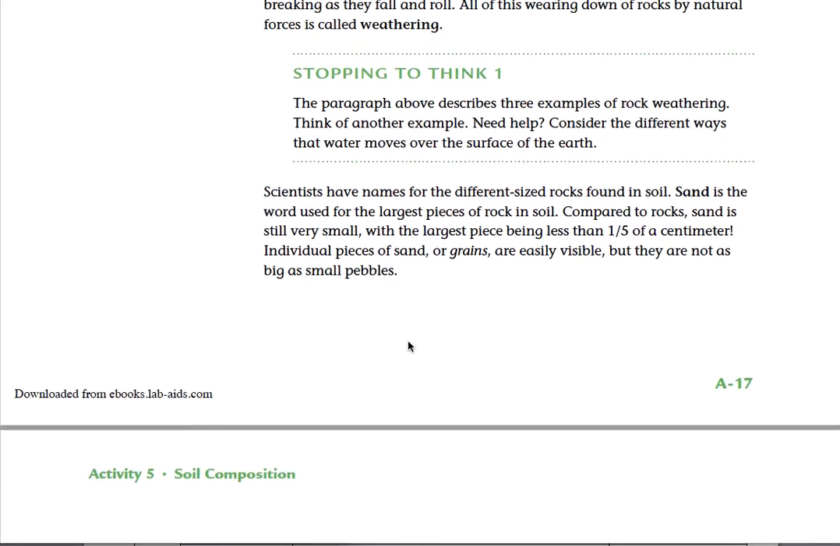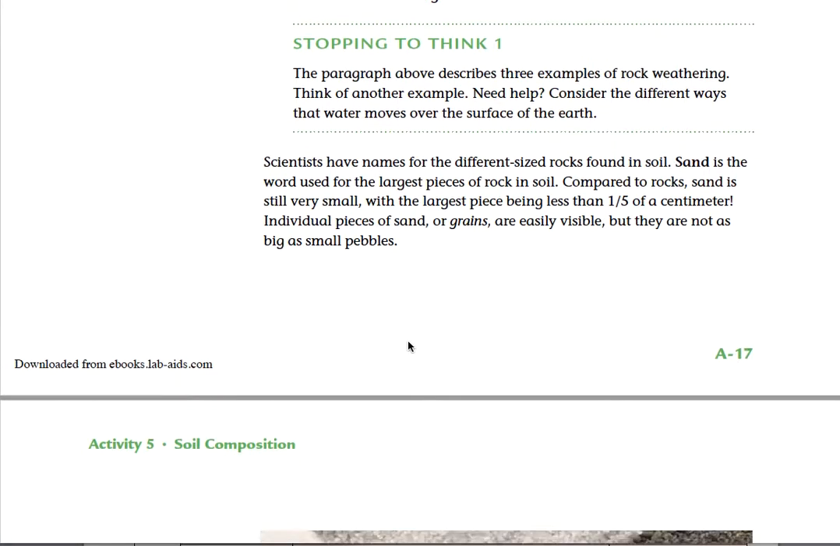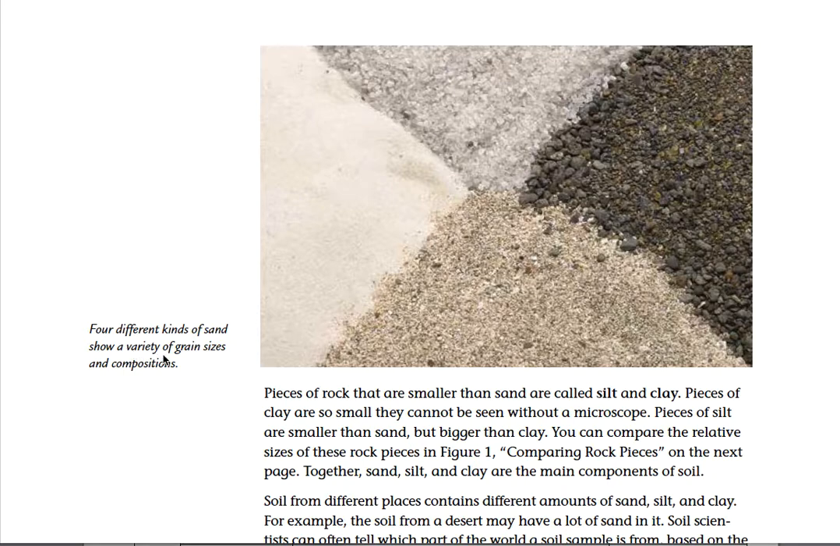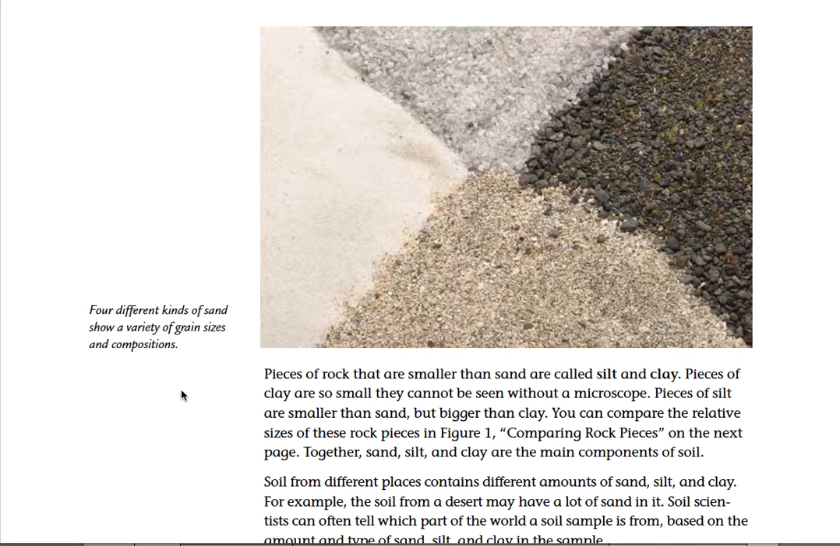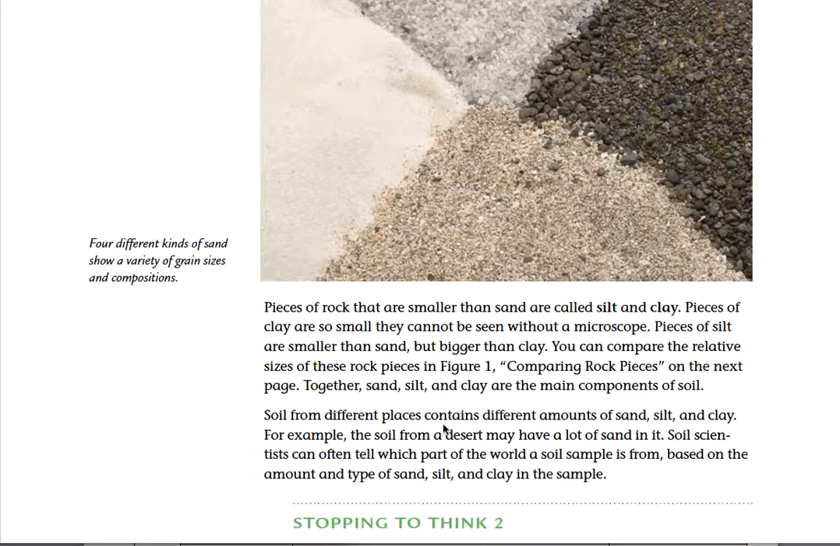Scientists have names for the different sized rocks found in soil. Sand is the word used for the largest piece of rock in soil. Compared to rock, sand is still very small, with the largest piece being less than 1/5 of a centimeter. Individual pieces of sand or grains are easily visible, but they are not as big as small pebbles. There you go, 4 different kinds of sand showing a variety of grain sizes and composition. So all this is considered sand, and you can see different sizes and made up of different things.